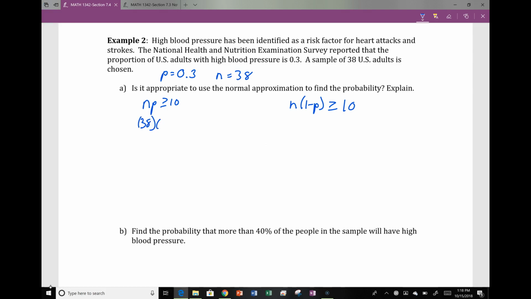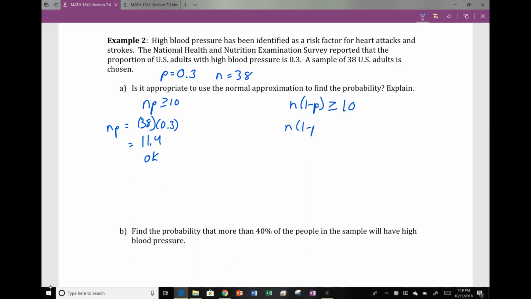So let's look at 38 times our 0.3. That is the N times the P. Well, 38 times 0.3 is going to be 11.4. Is that greater than or equal to 10? Yes. So this one checks out. Now let's make sure that the other one checks out.